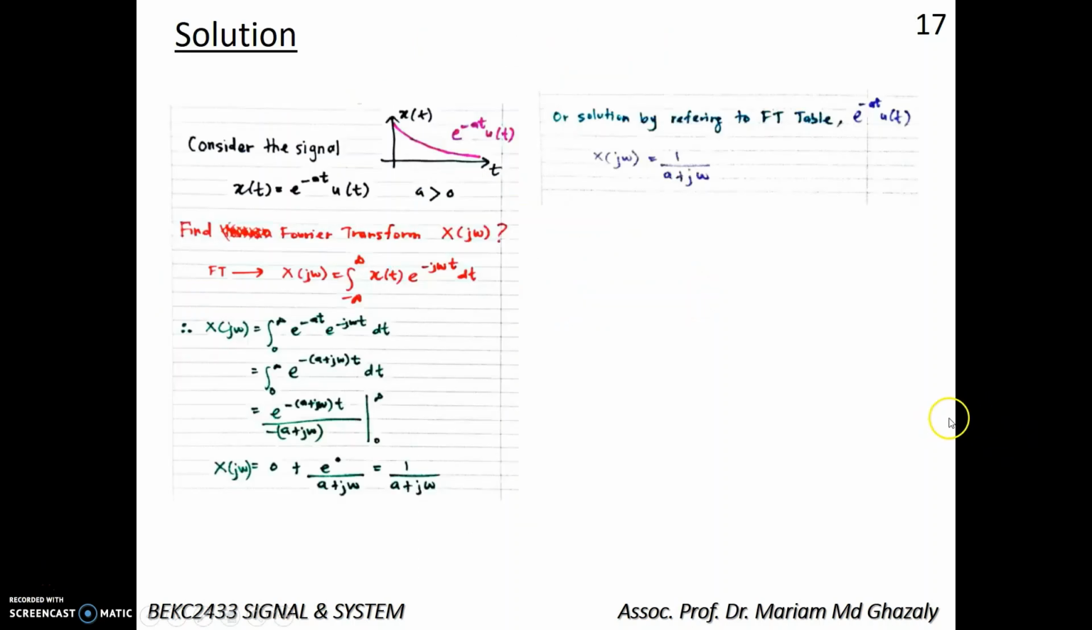Here we are going to solve for example 2. So based on the given example, consider the signal given by x(t) equal to e^(-at) u(t), where a is more than 0. It means that you have the signal e^(-at) u(t) given by this graph. So find the Fourier transform x(jω).